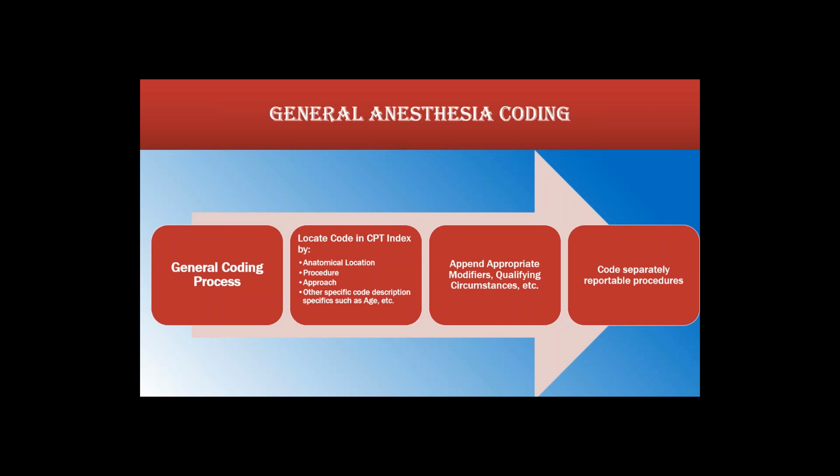Let's take a look at the general anesthesia coding process. First, we would want to locate the code in the CPT index. We can do this by looking at the anatomical location, the procedure itself, the approach that was taken, and other specific code descriptions such as age. Then we would want to append appropriate modifiers and qualifying circumstances. Last, we would want to code any procedures that could be separately reportable.